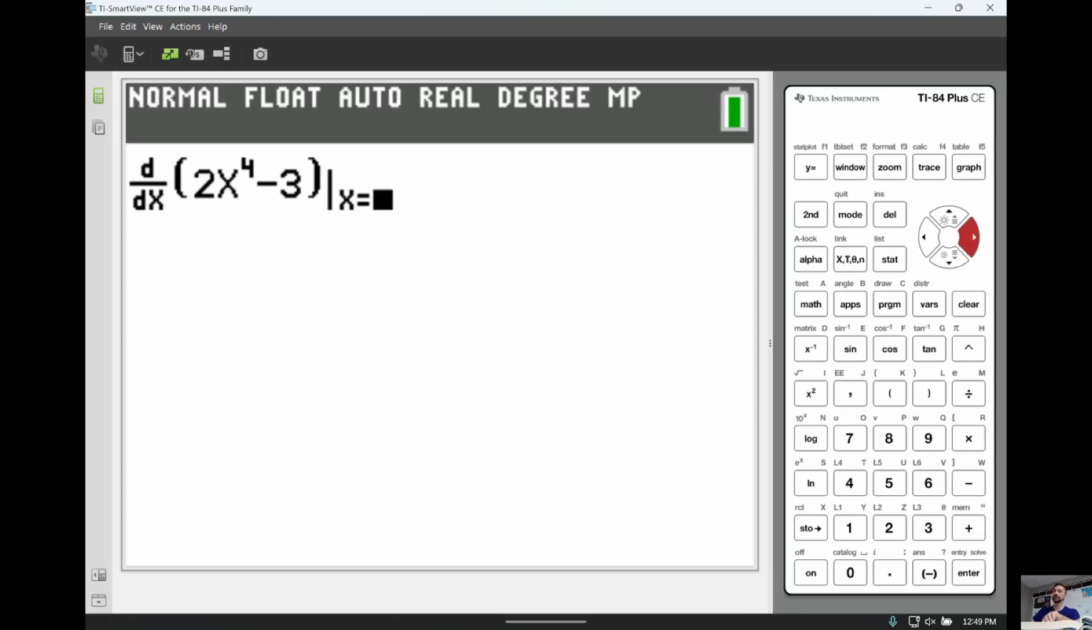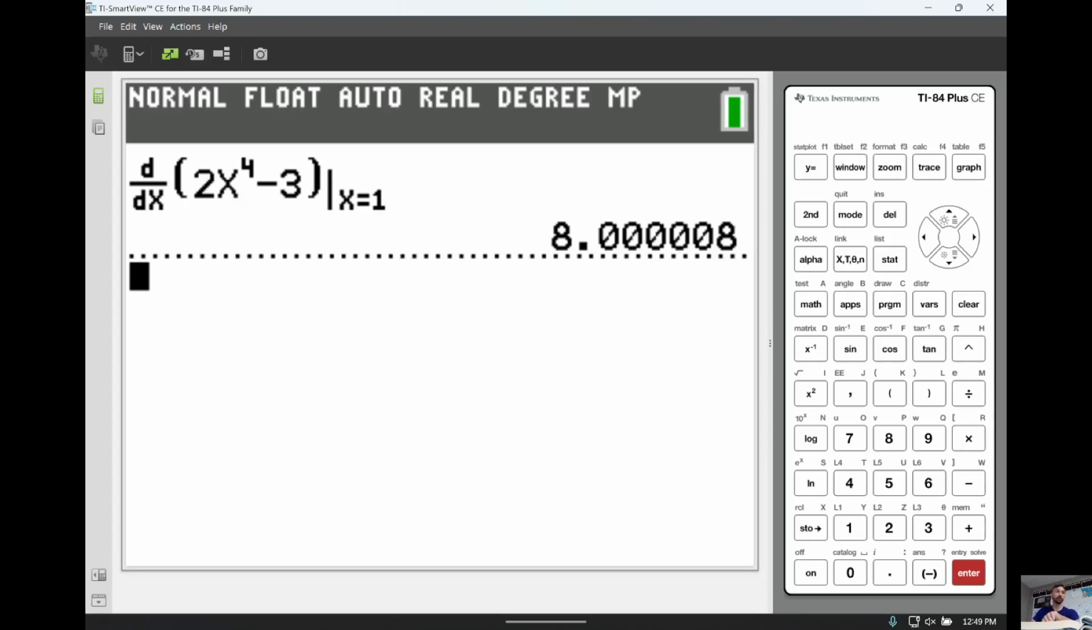So we want to know when x is what? And it's got a little bit of a rounding error in how it does the work, but that would be 8. So if we did the same thing by hand, what would the derivative of this be by hand? Okay, 8x to the third. And if I care about where this is at x equals 1, that would be what? 8. So you see it just does it for you. Not really needed on this question, but I promise you there are times that it is needed.